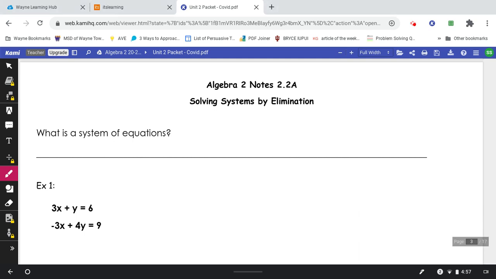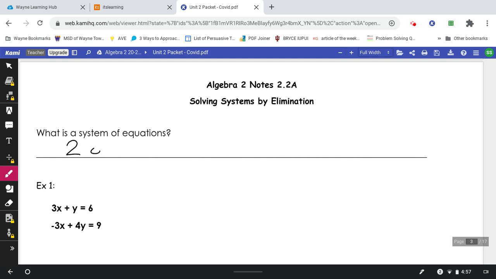These are the 2.2A notes. This is all about solving systems by elimination. So yesterday we talked about how to solve systems by graphing, and this is just going to be a different method. So let's just refresh. What is a system of equations?